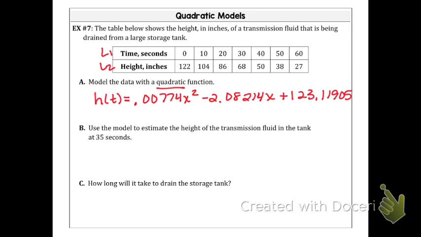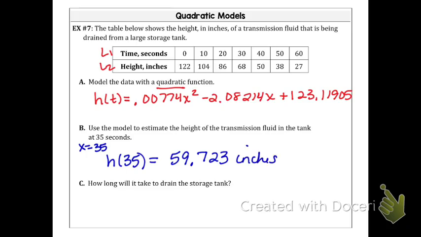All right, B says use the model to estimate the height of the transmission fluid in the tank at 35 seconds. 35 seconds, that is my X. So I know that X equals 35. So I can plug 35 into my equation, or I can go to my table and find H of 35. And it should give you 59.723. And it's the height, so it's measured in inches.